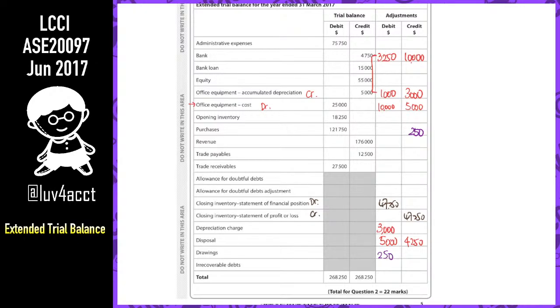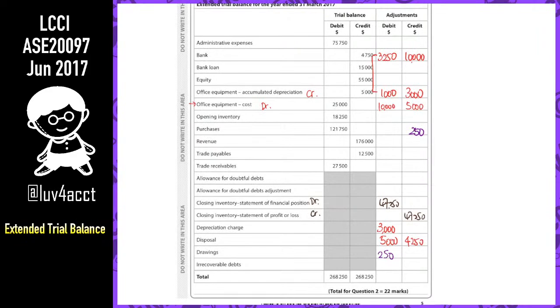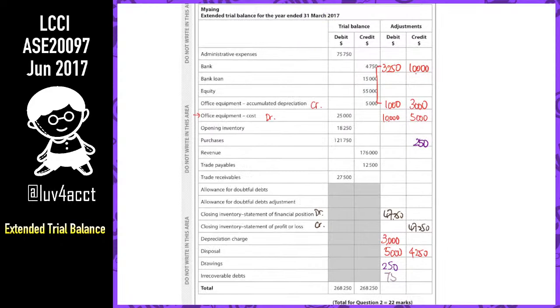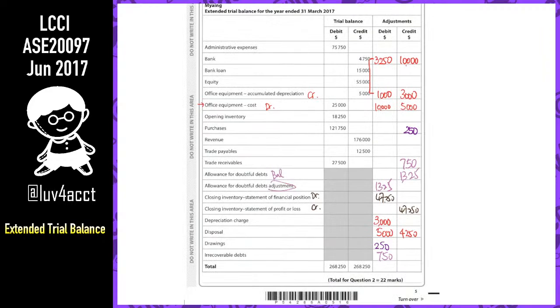So irrecoverable debt as an expense, 750. Let me use another color. 750, and to reduce the amount of trade receivables, 750. And then the creation of allowance for doubtful debt. So you can see this is the balance, this is the adjustment. The balance is 1325, and because it is a creation, it is actually an increase. An increase is an expense, so debit 1325. So we have finished all. Remember to give the total.